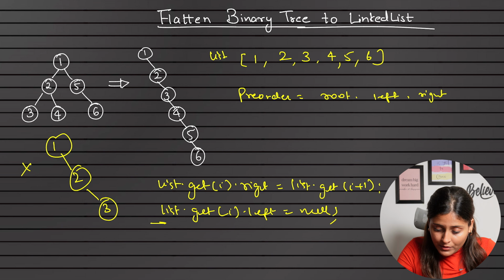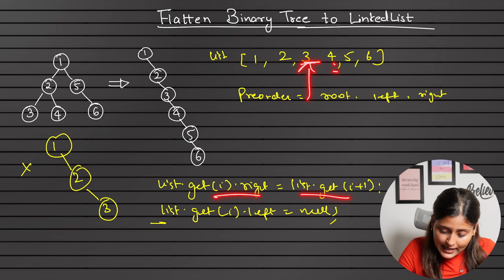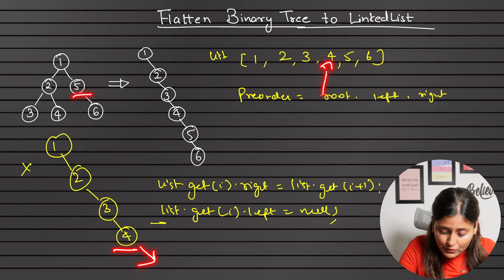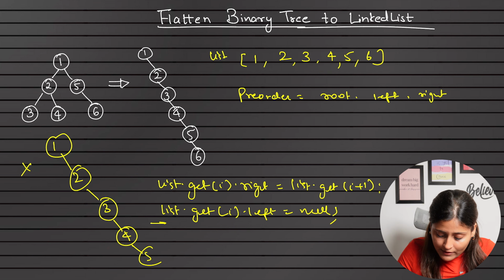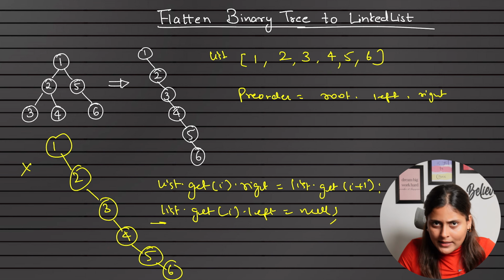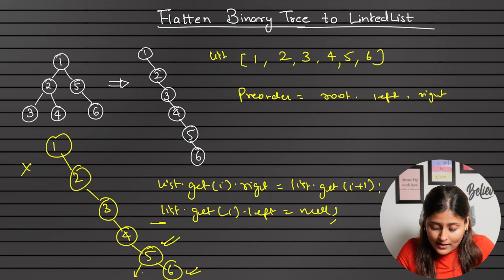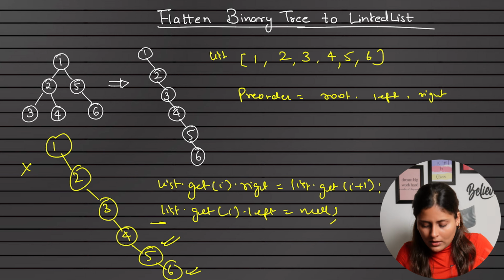Correct? Now we'll move to 3. Now 3's right side will have 4, and 3's left side will be null as it is. Now we'll move to the next. 4's right side will have 5. So we'll connect 4's right side, which is 5, and by default 5 and 6 will also get connected because they are connected, right? Okay, and now 5's left side is null, which by default it was null also.